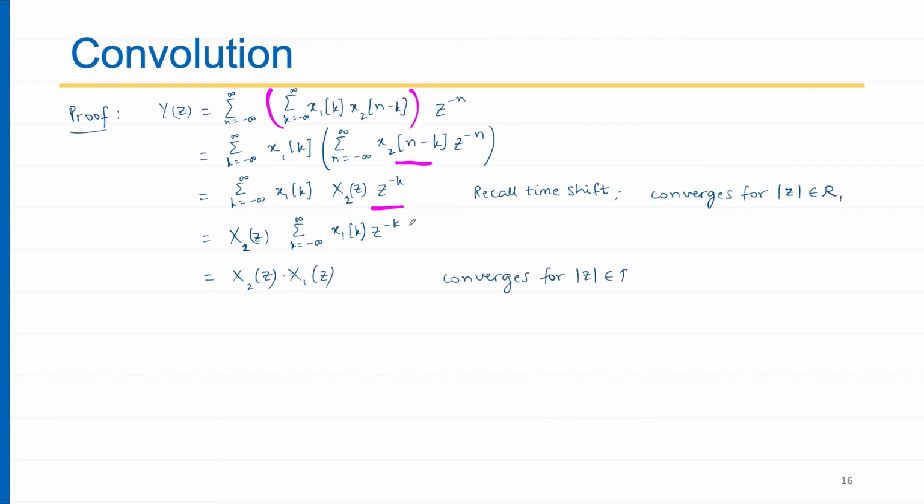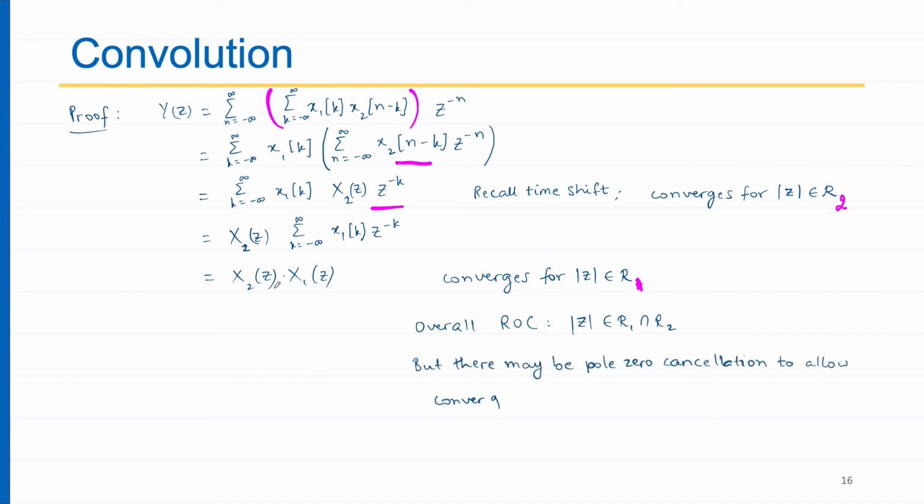Now let's see the region of convergence. So when does it converge? It converges whenever this converges, basically when mod z belongs to R2. Okay, there is a slight change here. This one should be R2 and this one is R1, right? So it converges when z belongs to this as well as this. So basically it's the intersection of the two regions. But you know, since this is a product, it is possible that it has a pole at 0 and this one has a zero at 0, and both of them get cancelled and we get nothing at 0. So there may be pole zero cancellation to allow convergence for some other regions as well. That's it. So that's the convolution.